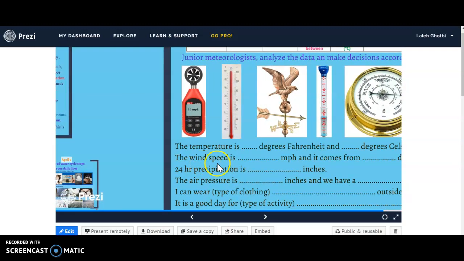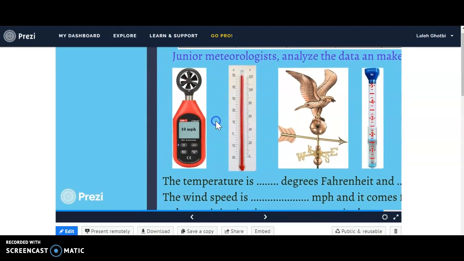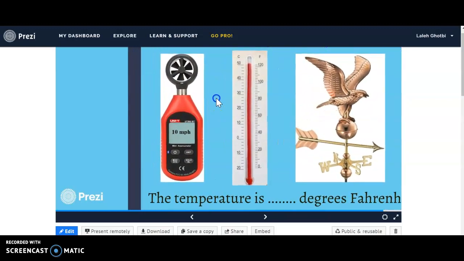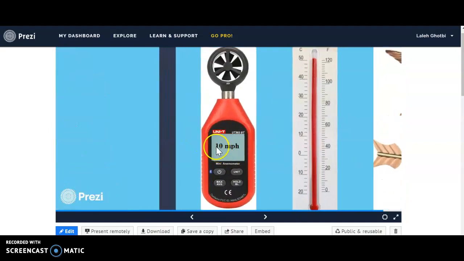Then it's asking what the wind speed is. You need to remember which one measures wind speed. It was an anemometer and it comes in different shapes and sizes. This is one form of anemometer. This is the more modern one compared to the other one with ice cream scoops. It is how much?